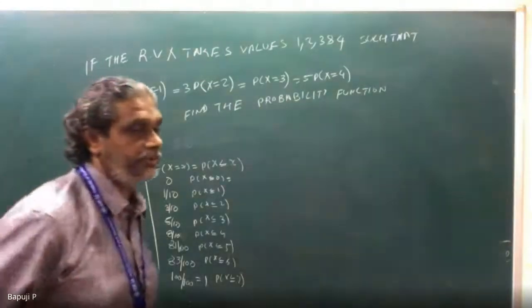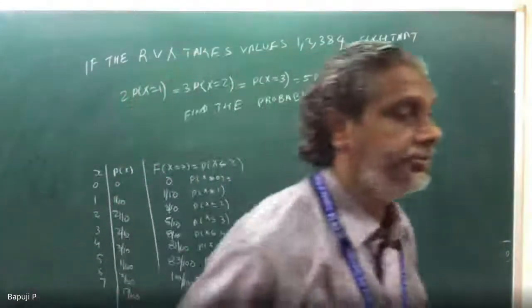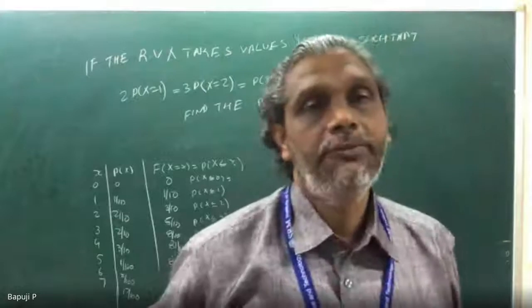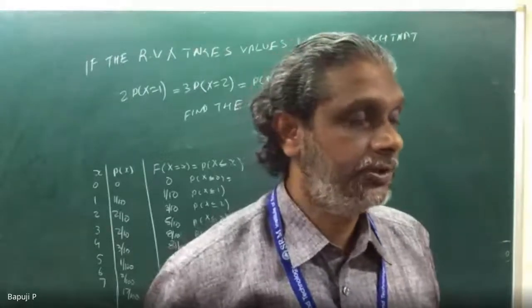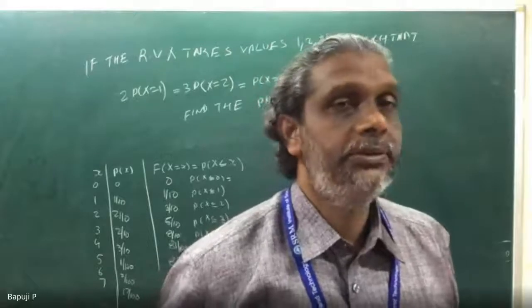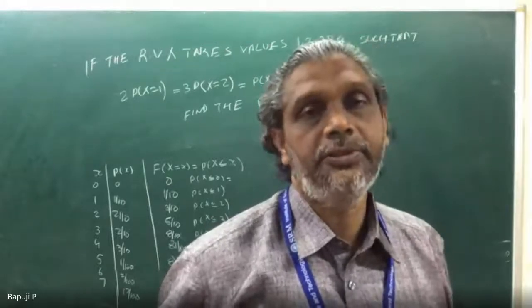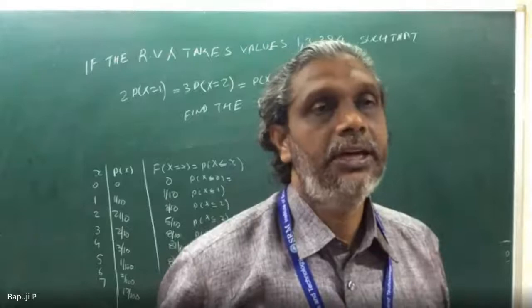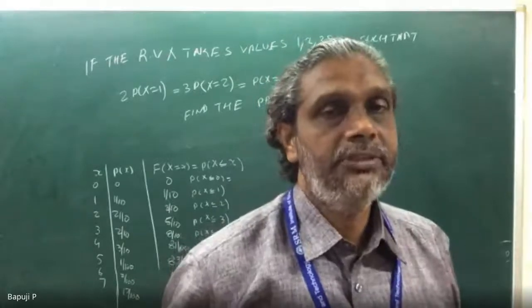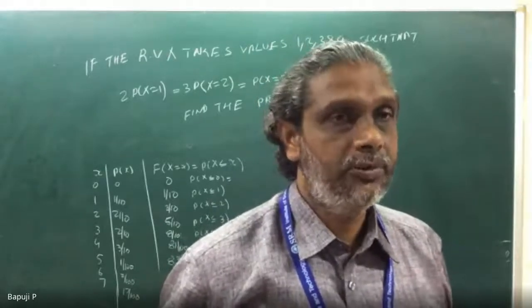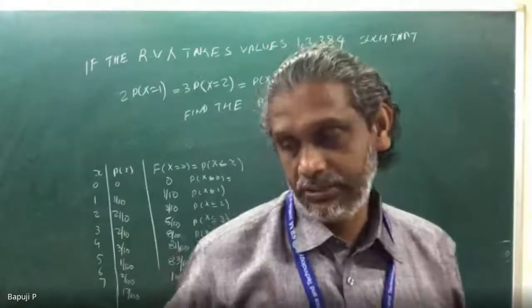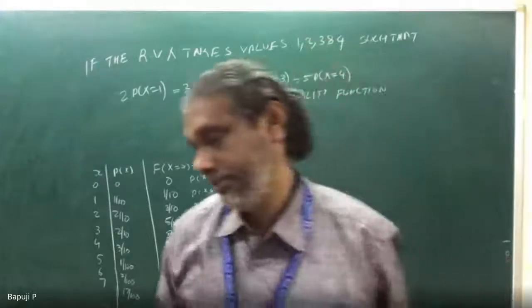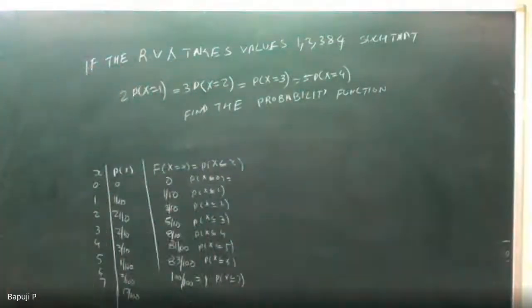Each is equal to some k, you can equate. You can assume these are all equal to k. From there you can say probability x is equal to 1 is something, probability x is equal to 2 is something, probability x is equal to 3 is something, probability x is equal to 4 is something. Then all 4 you can add, and you will get some k value. Once you get the k, go back and substitute it. Then at each point you will get the value. Am I correct or not?